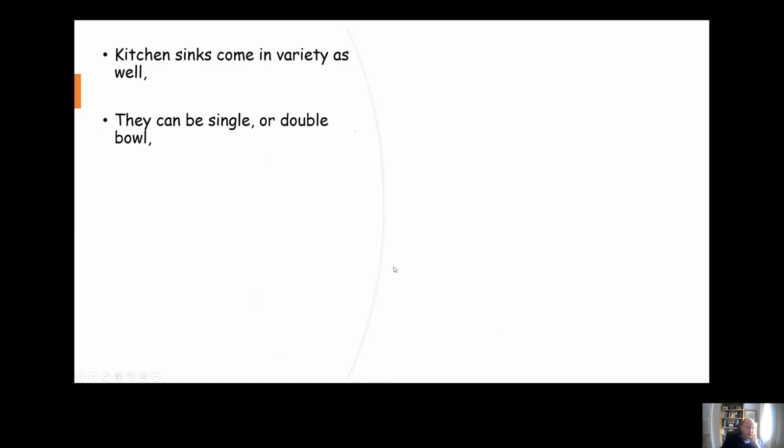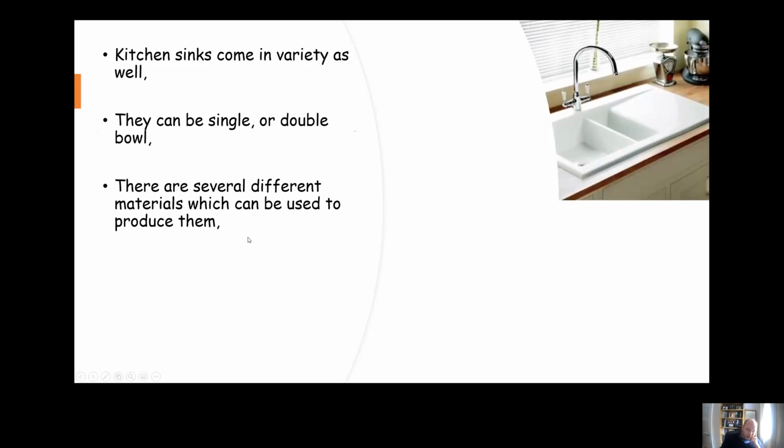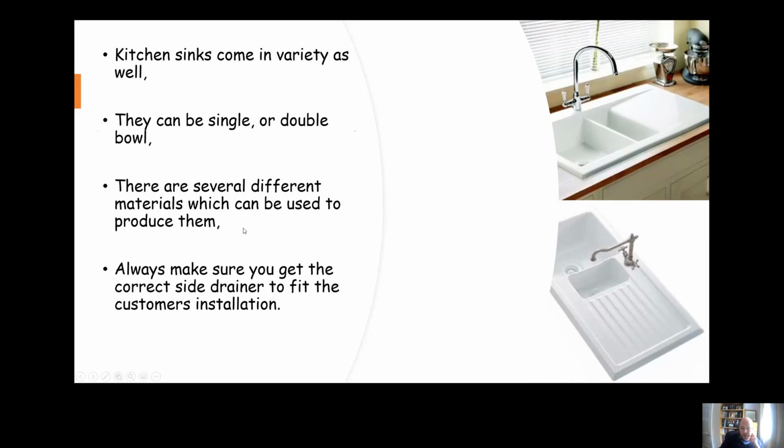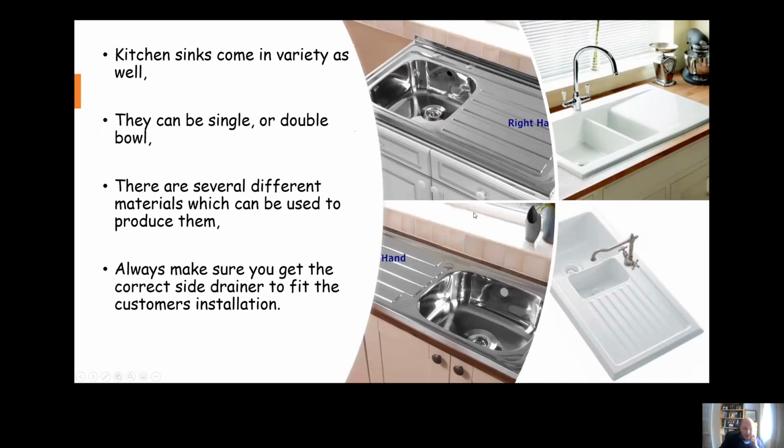There are lots of different types of kitchen sinks as well. Like I've said previously, you can get the Belfast sinks, the London sinks, these big chunky fire clay sinks, but you also get plastic sinks as well, and stainless steel sinks, which tend to be more commonly fitted these days. Sometimes they'll have a specific side. They can be left or right hand drainers.